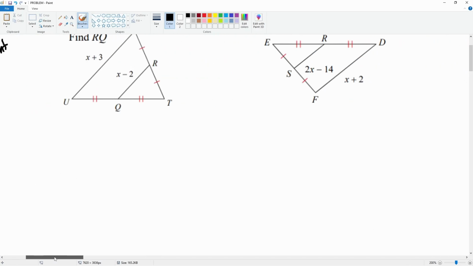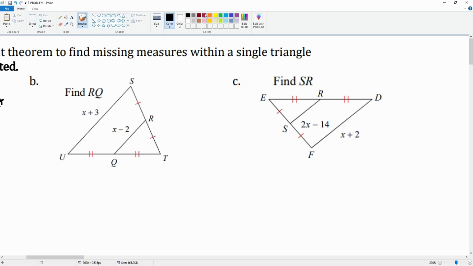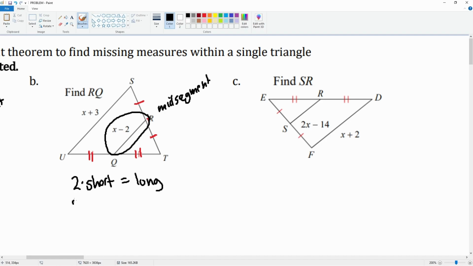All right, same thing here for B. Notice the right side is cut into 2 congruent pieces. The left side is also cut into 2 congruent pieces. So this middle part here is considered to be the mid segment, allowing us to set up the equation: 2 times the short or the mid segment is equal to that long piece. So 2 times x minus 2 is equal to the long piece of x plus 3.